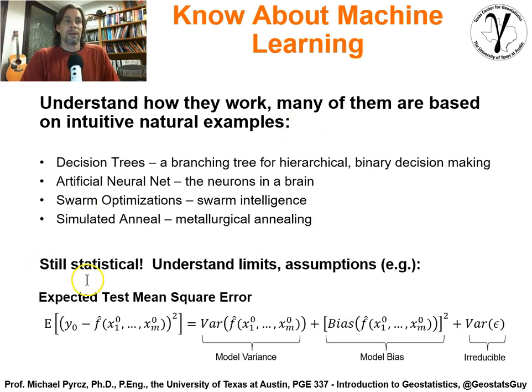Remember, machine learning is statistical learning. It's still statistical. Understand its limits, its assumptions. If it's non-parametric, it really means parametric rich. It means there's a lot of parameters. There's thresholds and functions and truncations and so forth. Remember this concept of the expected test mean squared error, that there's a complexity trade-off. Greater complexity means greater model variance, less model bias, and irreducible error. You can't model your way out of it.